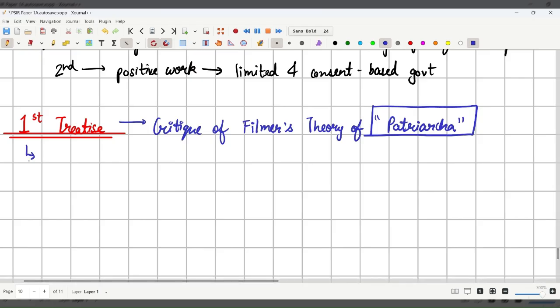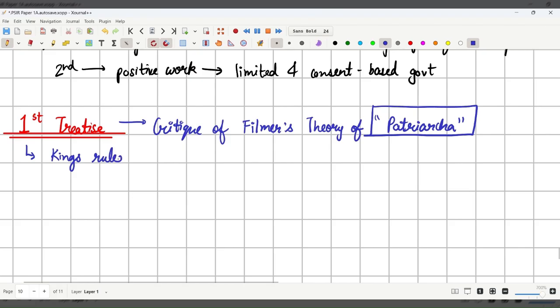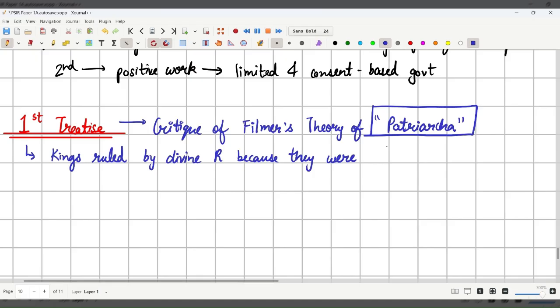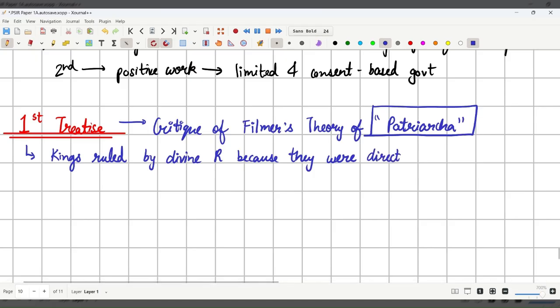So basically, it is a critique or point to point refutation of absolute monarchy, which argued that kings ruled by divine right because they were the direct heirs of Adam. This was the view given by Filmer.